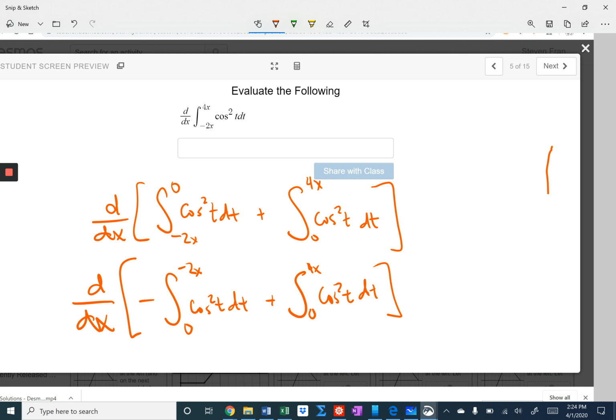I was just trying to slide the screen, but I can squeeze it in here. We get a negative, and then we're going to get cosine squared of negative 2x, and then we're going to multiply by the derivative of negative 2x, which is just negative 2. And then we're going to add to that cosine squared of 4x, and then we're going to multiply by the derivative of that, which is 4.